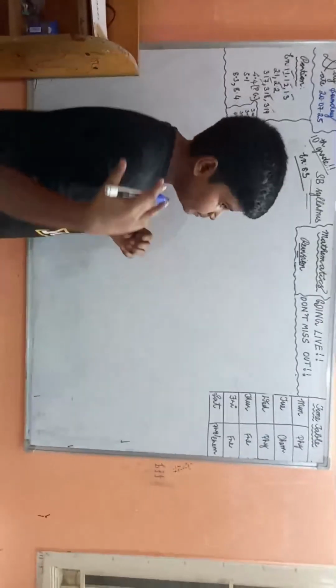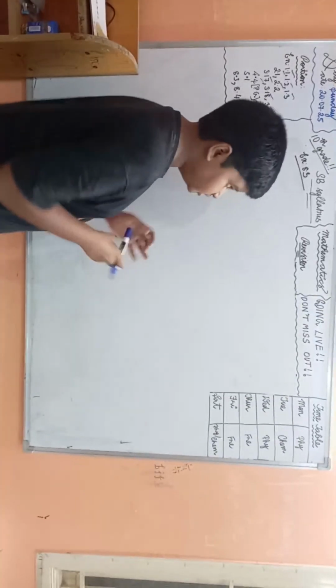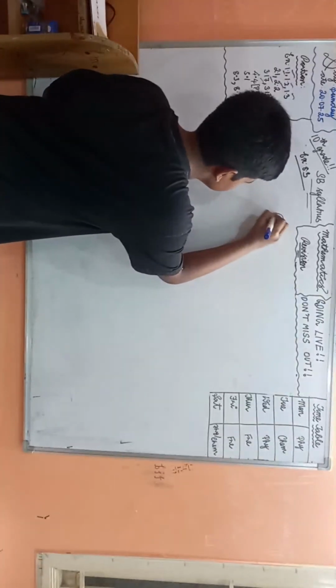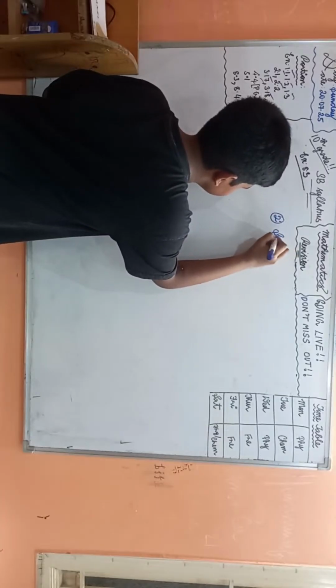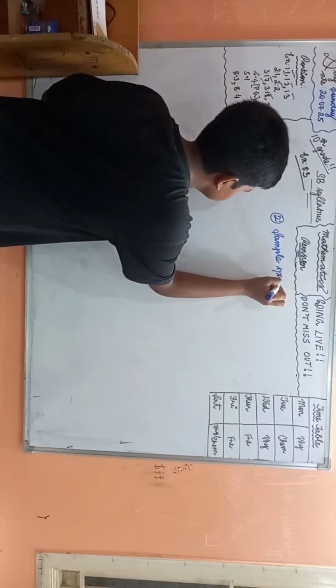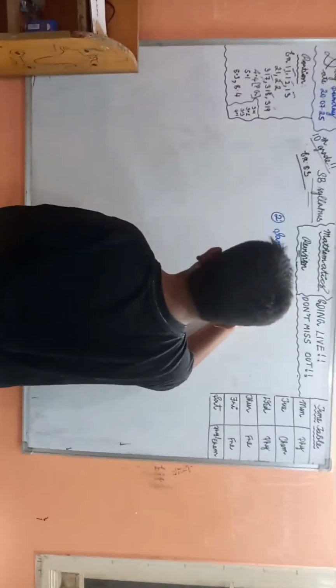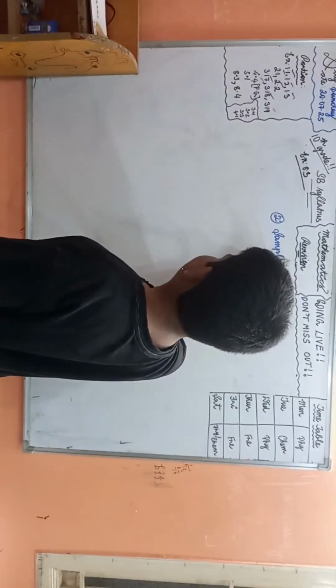So guys, imagine a coin is tossed thrice. What is the probability of getting 2 consecutive tails? 2 consecutive tails. So first sample space will be N into S.